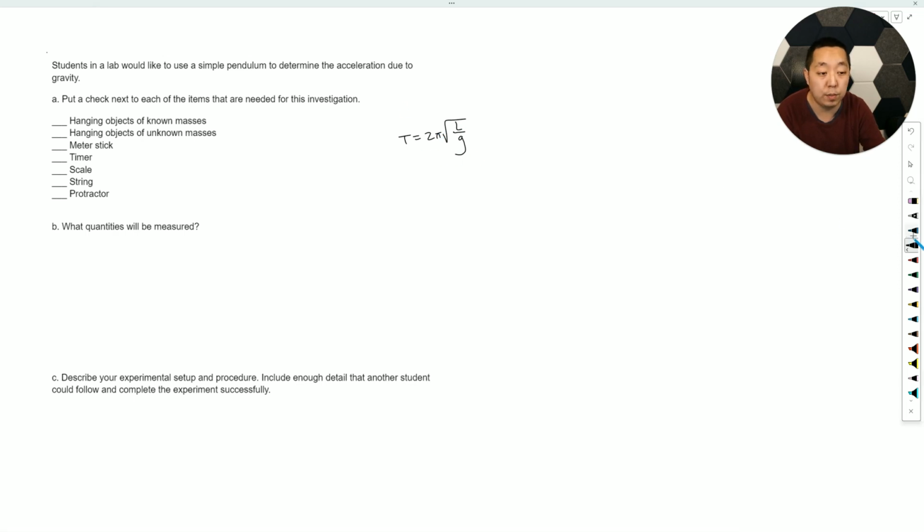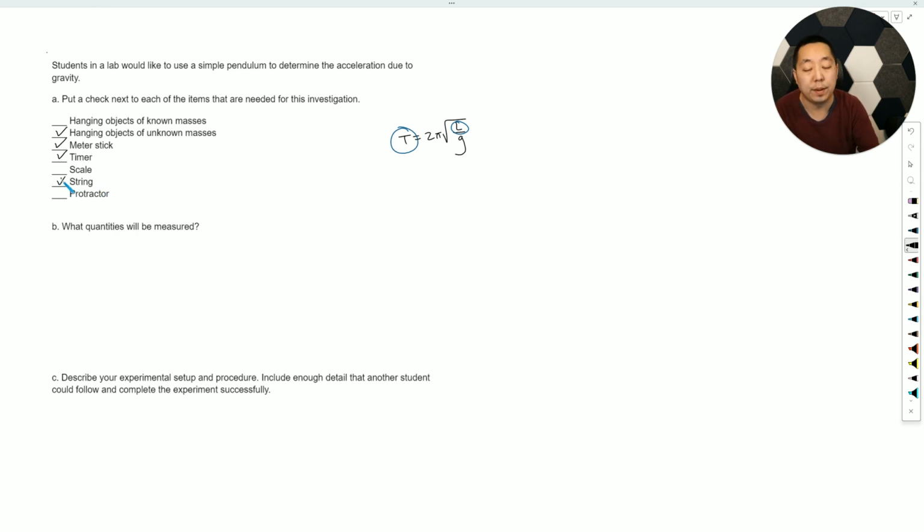So there's a couple things I need to measure. I'm going to have to measure the period and the length, right? Those are probably the two main things. We're also going to need something with a mass. It doesn't matter; hanging objects of unknown masses could be known or unknown. We're going to use a meter stick to measure length, and we'll need a timer. We won't need a scale. We'll need some string to make the pendulum and something to hang it from.